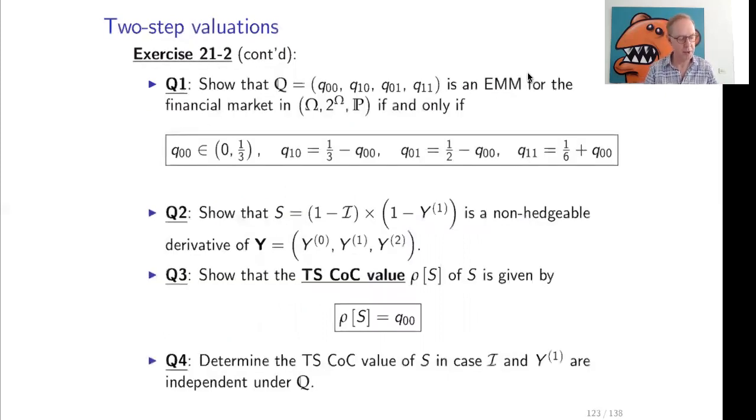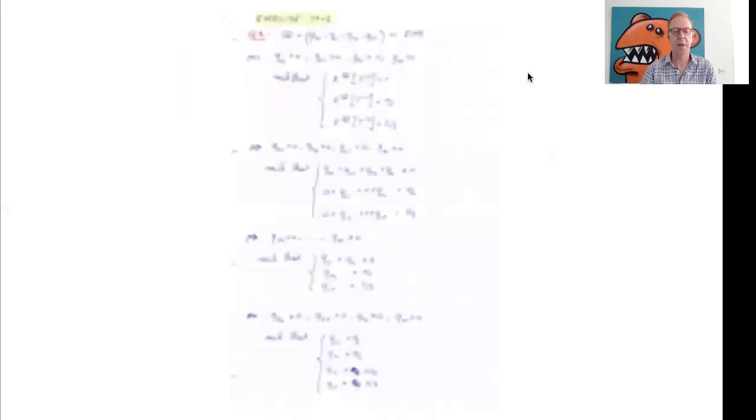And then we have a first question. Show that Q = (Q00, Q01, Q10, Q11) is an equivalent martingale measure for the financial market in our probability space if and only if the following holds: Q00 is an element of the open interval (0, 1/3), and then Q01, Q10, Q11 follow from the explicit value for Q00. That's the first thing that we have to find.